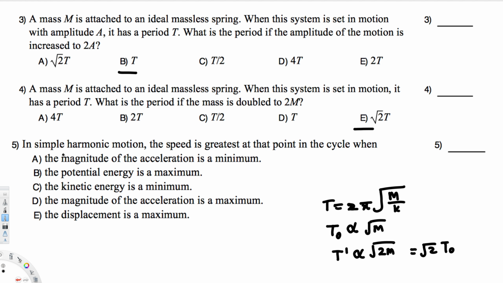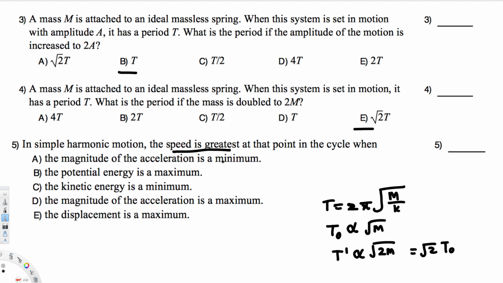And now let's look at the third question. This question is asking: in simple harmonic motion, the speed is greatest at the point in the cycle when the magnitude of the acceleration is minimum? So let's analyze this situation. They are asking where the speed is greatest. If you think about a spring oscillating back and forth, the speed is greatest when the object is at the equilibrium position. It's actually in the middle, right?